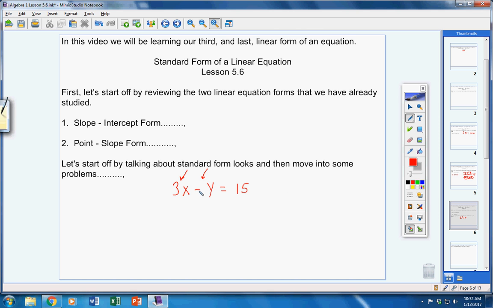And of course you're going to say, Mr. Error, there's nothing there. Well, there's a 1 there even though you can't see it, okay? And you must have a whole number here. In my standard form equations, I want you guys to have no fractions. And I want you guys to have no decimals. Okay, got it?